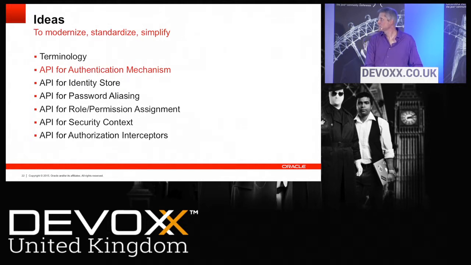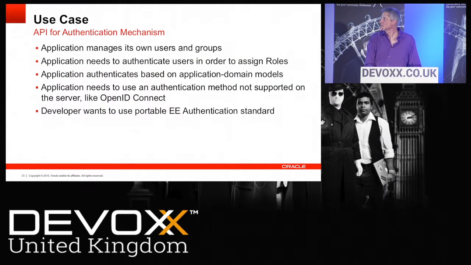Okay, I'll talk about authentication mechanism. Now these are updates we want to make to the current authentication mechanism. The use case here is that applications want to manage their own users and groups, right? You have an application, say some sort of shopping cart application, and you have a user that's going to register themselves. You want to be able to register that user in a standard way so that your application can use it without the server getting involved, because the server would have no idea what to do. So you want to be able to also authenticate those users and assign roles.